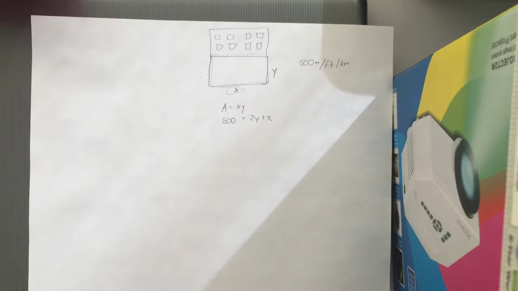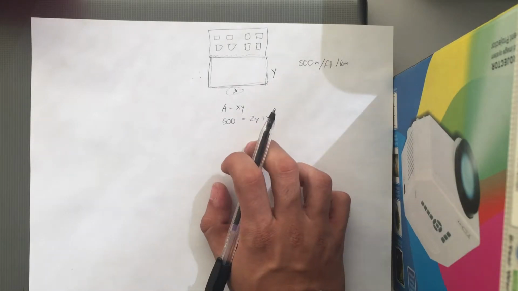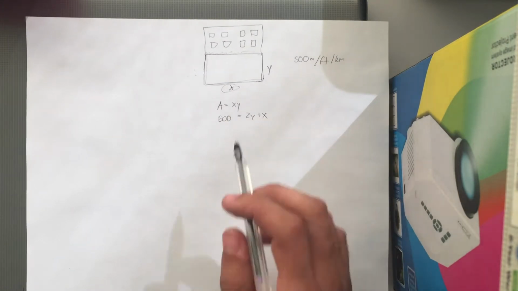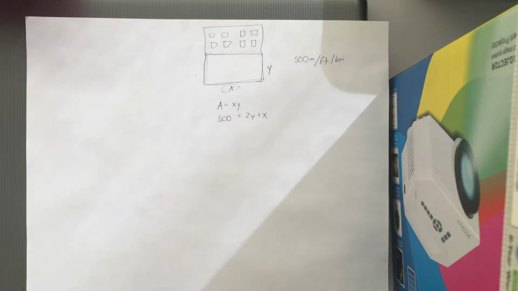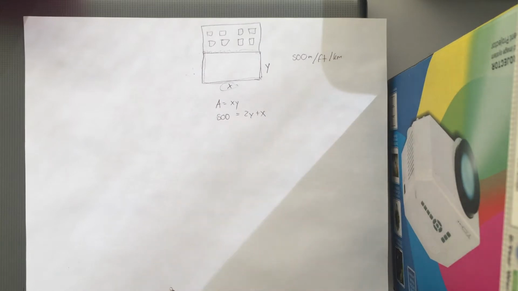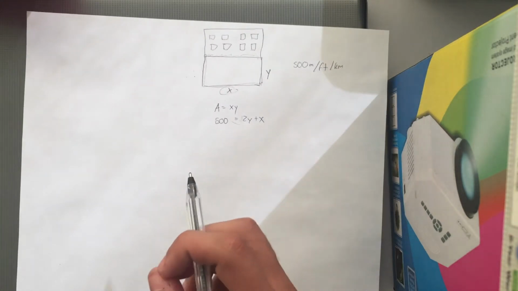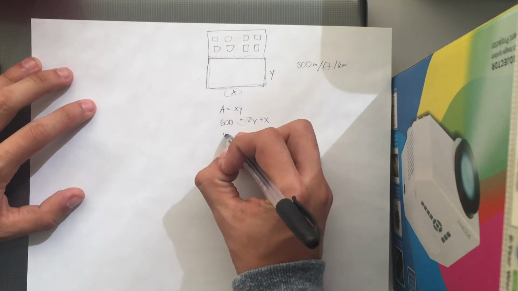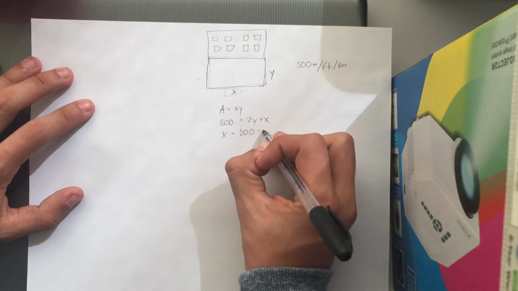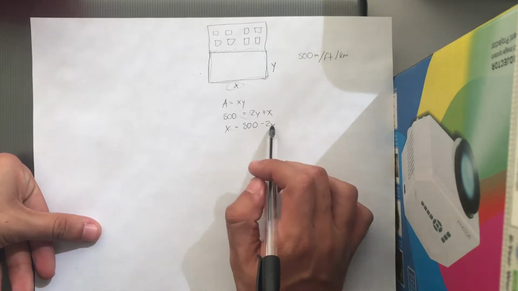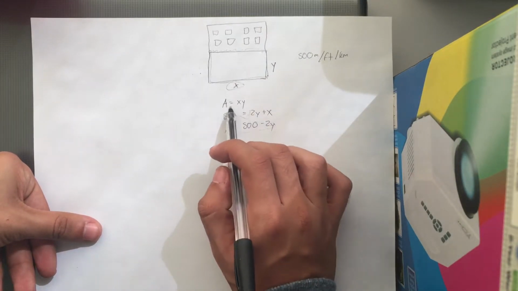So the second thing we need to do in an optimization problem is to isolate one of these variables and put it into the other function. Let me show you how. In this case, we're gonna isolate x. So 2y is positive, it goes to the other side in a negative way. It's x equals 500 minus 2y. That easy.